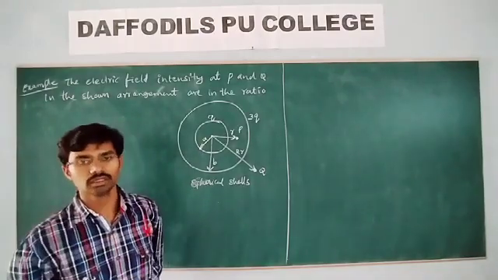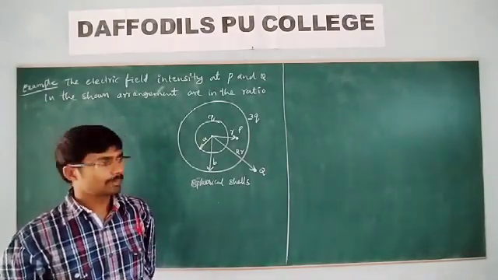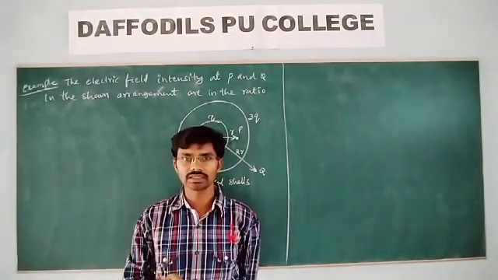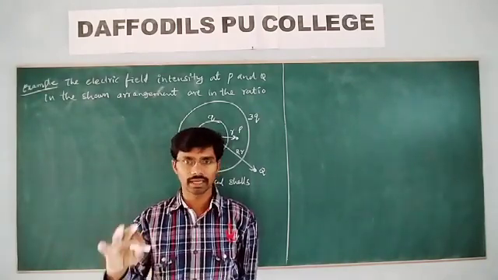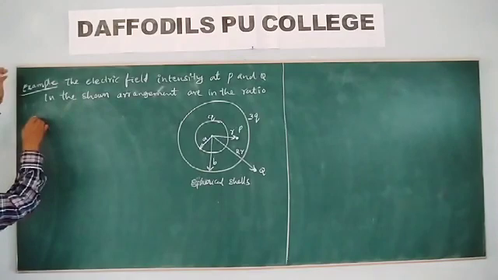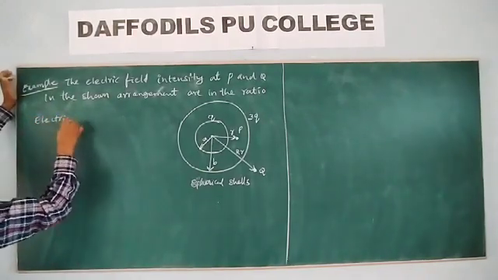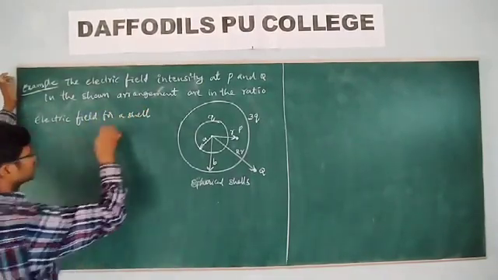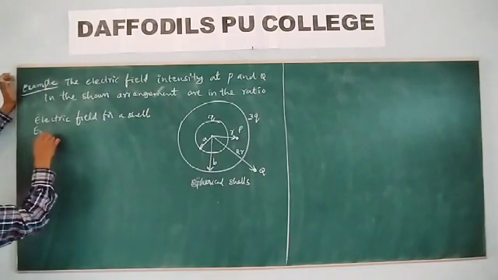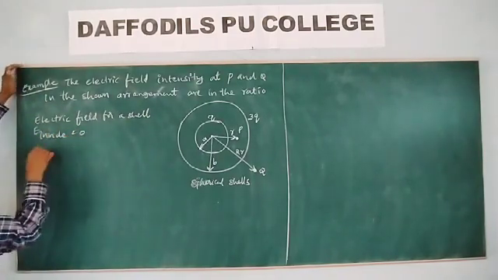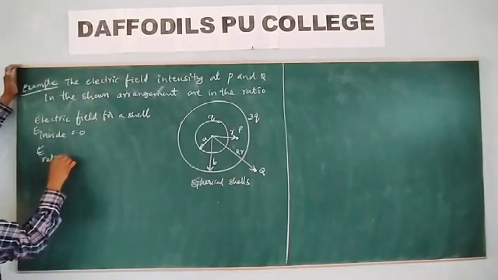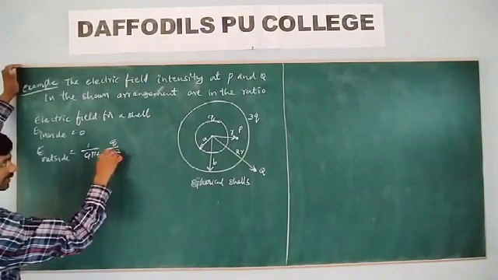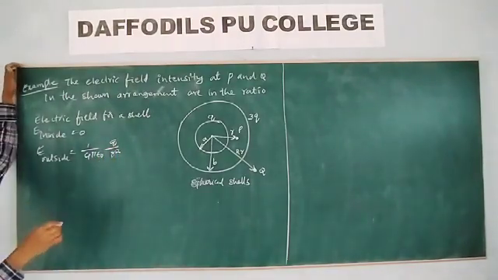Already we have derived it based on Gauss law in electrostatics. But at a point outside, what is the electric field? The electric field at that point is E is equal to 1 by 4 pi epsilon naught q by r square. Let me write first: electric field for a shell inside is equal to 0, whereas electric field outside is equal to 1 by 4 pi epsilon naught q by r square. These we have already derived in previous classes.